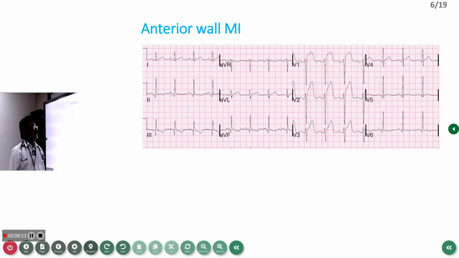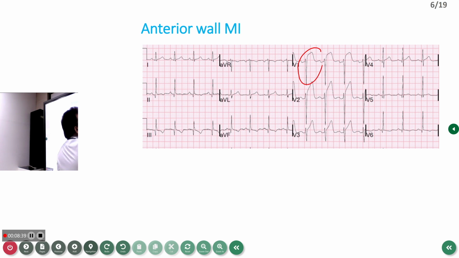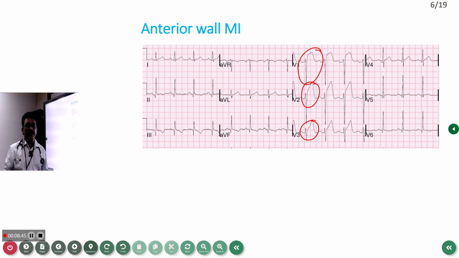Now what you are seeing in this ECG is entirely different from the last ECG. Here you are seeing ST segment elevation in V1, V2, V3. These leads are the anterior leads. ST elevation in lead V1, V2, V3 all indicates anterior wall myocardial infarction. There may be some reciprocal changes here. You can see there is a small ST depression here. That all indicates reciprocal changes.